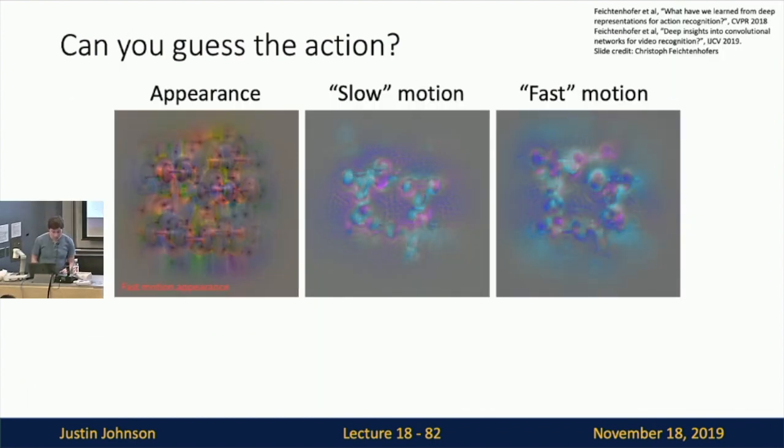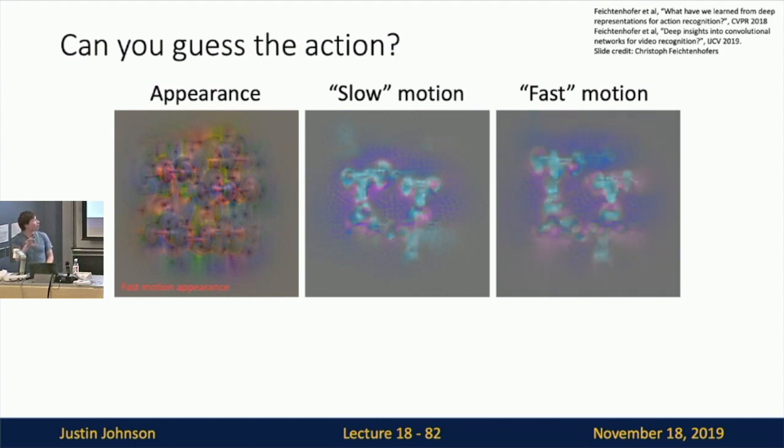So then here's an example. On the left, we're showing the optimized image for the appearance stream. In the middle, we're showing an optimized flow field where we added some temporal constraints to keep the flow field from changing too fast in time. And on the right, we've lifted that temporal constraint and allowed the flow field to change faster in time. So can anyone guess the action that's going on in this video frame?